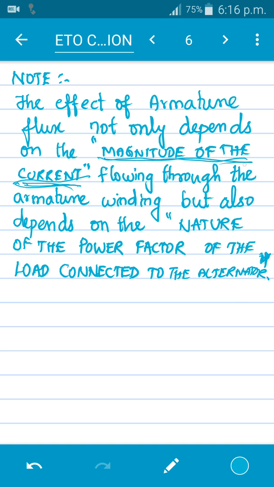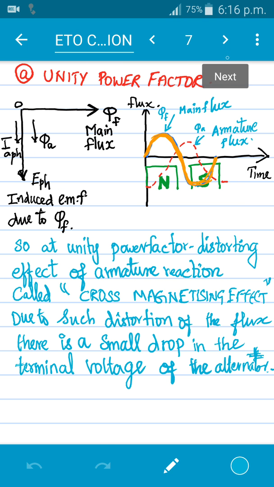We can't say the armature action depends only on the magnitude of the current. The main factor is the power factor. What kind of load is connected? The surveyor will definitely ask you what kind of load is connected. When a resistive load is connected to the alternator, cross magnetization is happening, and when an inductive load is connected, demagnetization is happening. Like that you have to explain. Otherwise you can say unity power factor, lagging power factor or leading power factor.